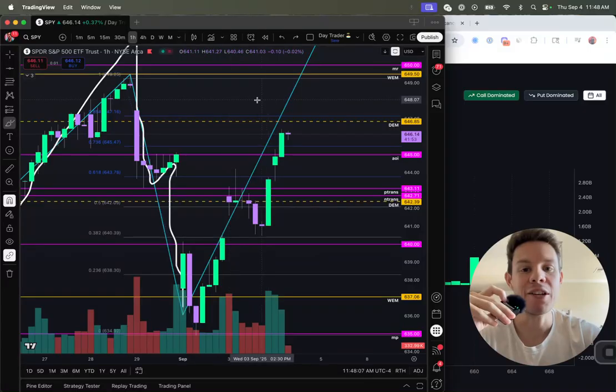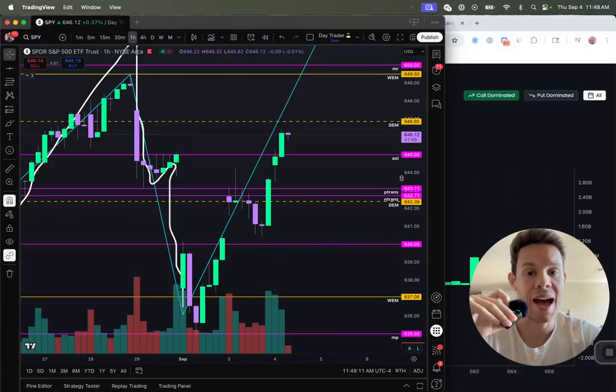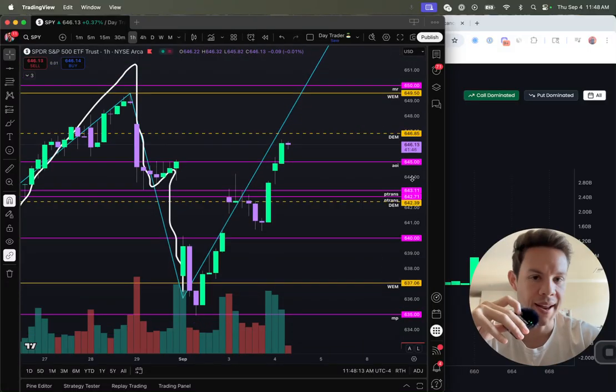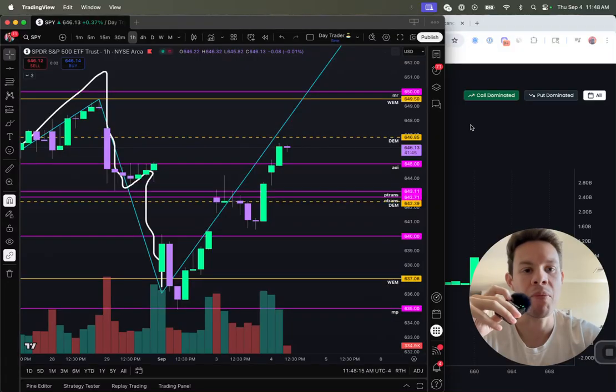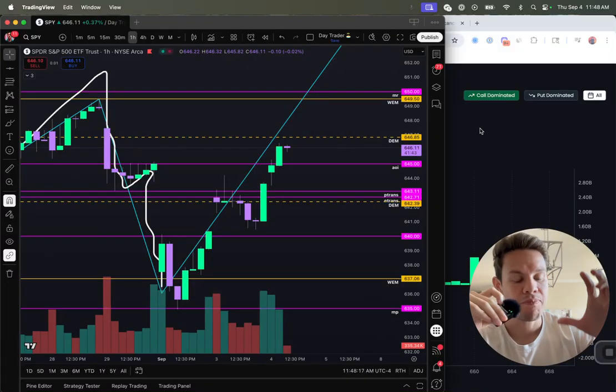Can it happen? Yes, it can most certainly happen. But will it? Probably not. It's just not going to work. That's not how the market works. The market works based on implied volatility, based on the option premiums.